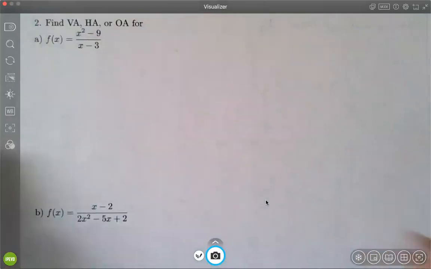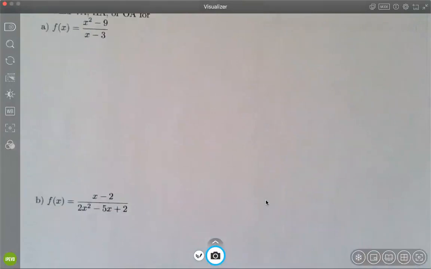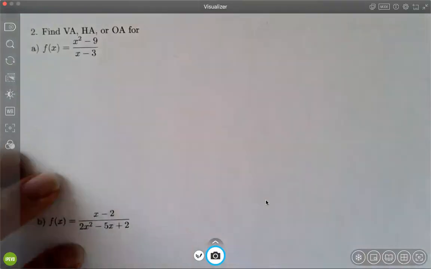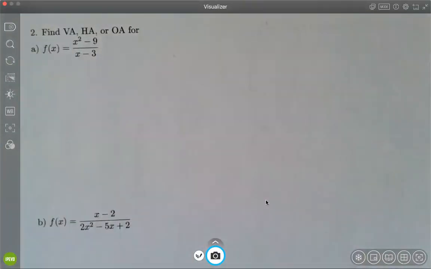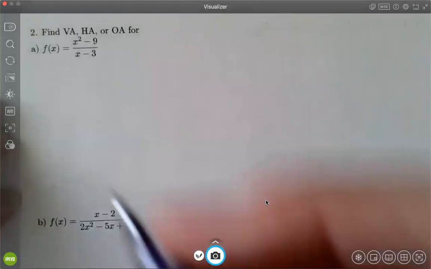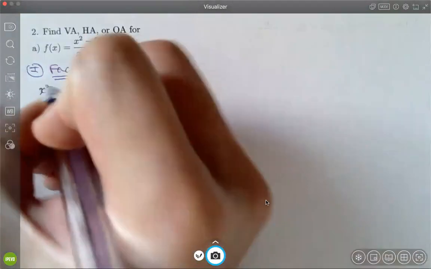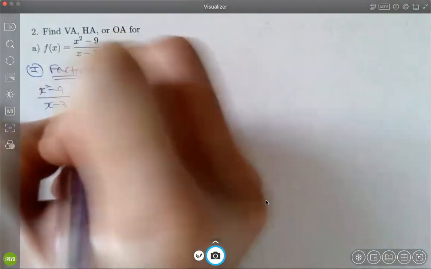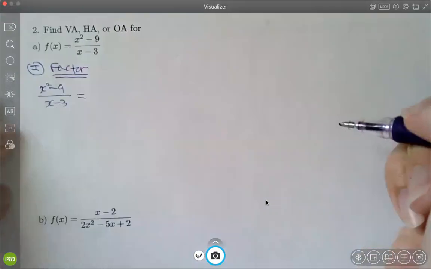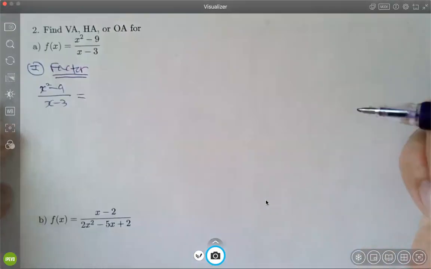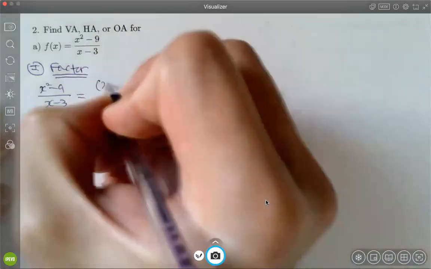And now you will see why you have to be careful with the common factors. So x squared minus 9 over x minus 3. Now, can you factor the top? Yes, what times what? So the top is what? The difference of squares, right? So what does that mean? X plus 3, x minus 3, right?